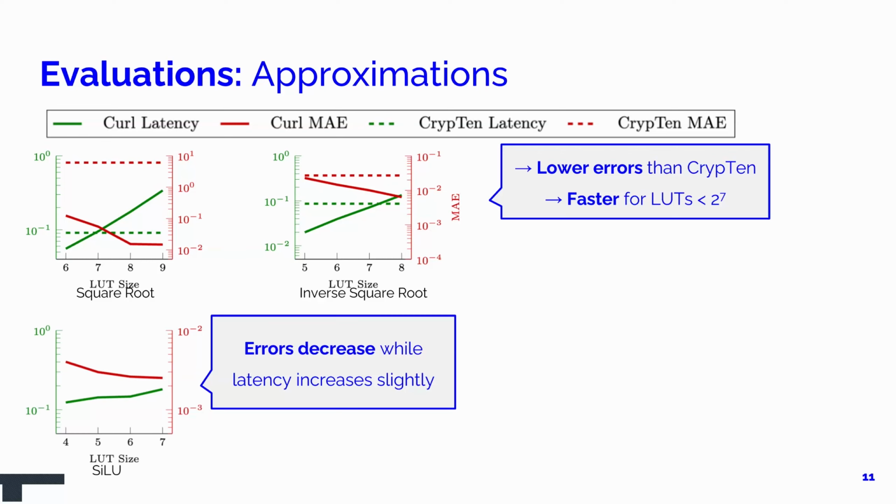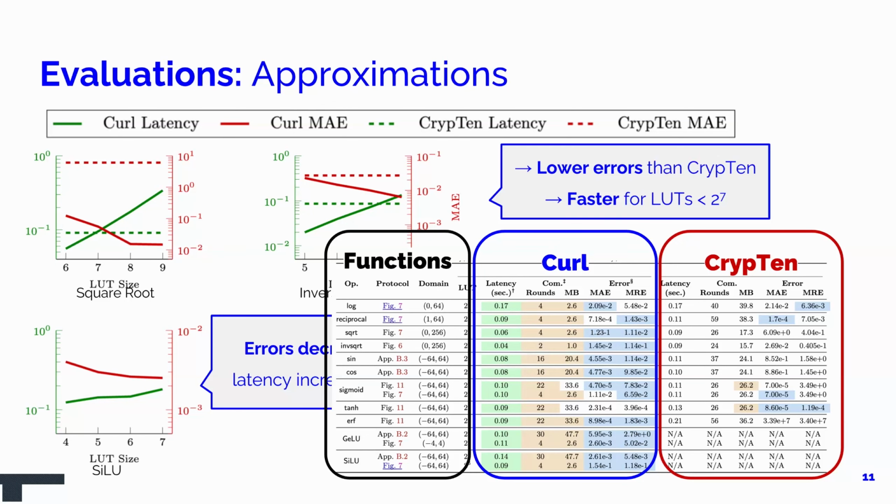Similarly, we observe this for different activation functions that were not possible in Crypten. And here's a table that we also include in the paper of all the results and the comparisons we ran against Crypten. What I want you to focus on are the highlighted areas, which are essentially where our framework is better than Crypten. In terms of latency, lower is better. Communication rounds and total communication, again, lower is better, and errors.